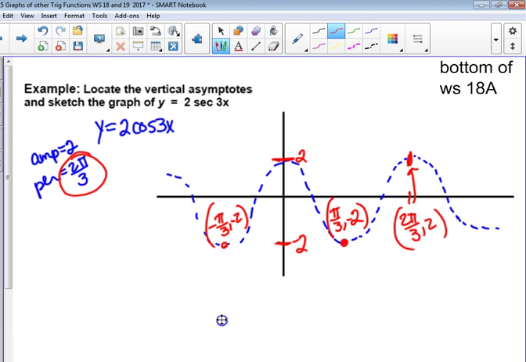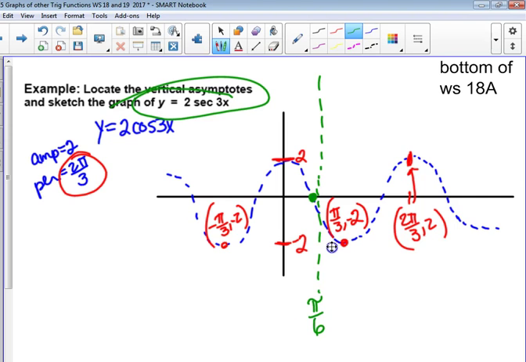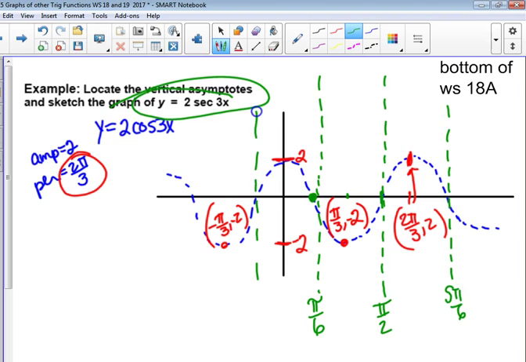The asymptotes of the actual cosecant graph or secant graph will occur where? Yes, the zeros. So what's halfway to pi over 3? Okay, so there's pi over 6. Then there's another pi over 6 to pi over 3. The next time would be, yeah, 3 pi over 6s or pi over 2. 5 pi over 6s. Negative pi over 6. Anyway, got enough.